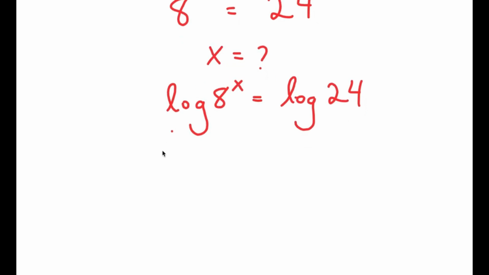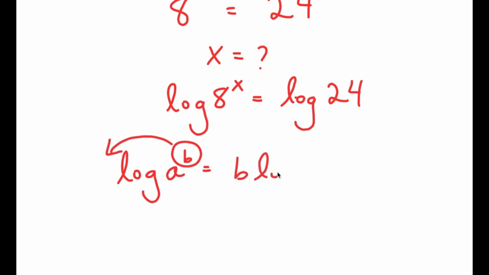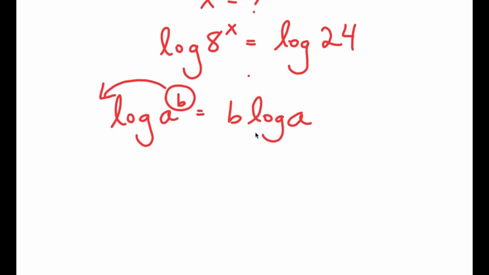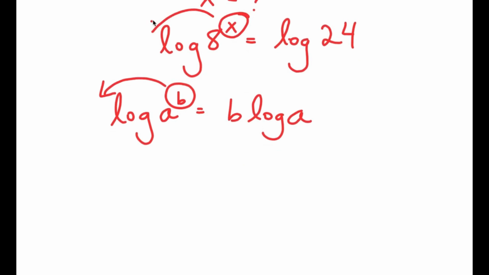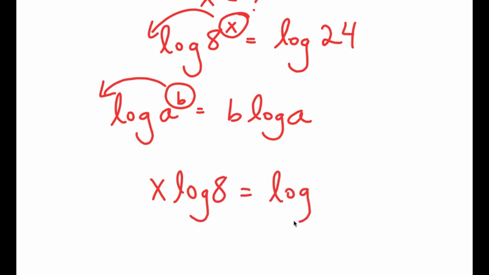Now, if I have something in the form log of a to the power of b, I can move this exponent b to the front. So this turns into b times log a. In this case, I have log of 8 to the power of x, and I can move x to the front. So this turns into x times log 8, which is equal to log 24.